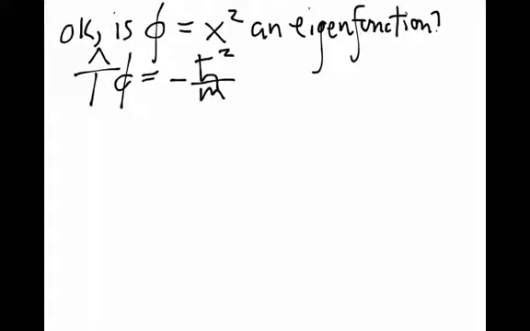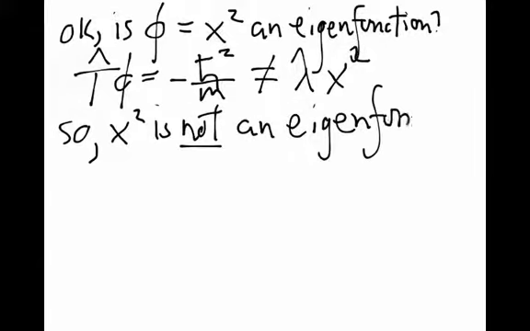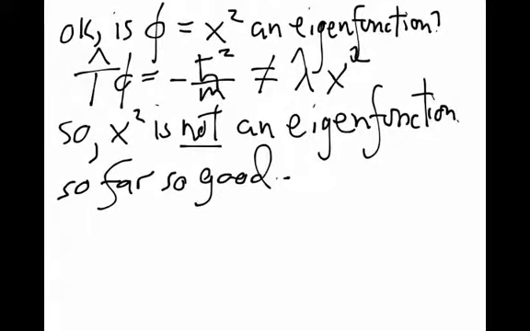And what it spits out is not some number, lambda, times x squared. There's no x squared in there. So it's not just a constant times x squared. We killed the x squared. So x squared is not an eigenfunction of the kinetic energy operator. So what?